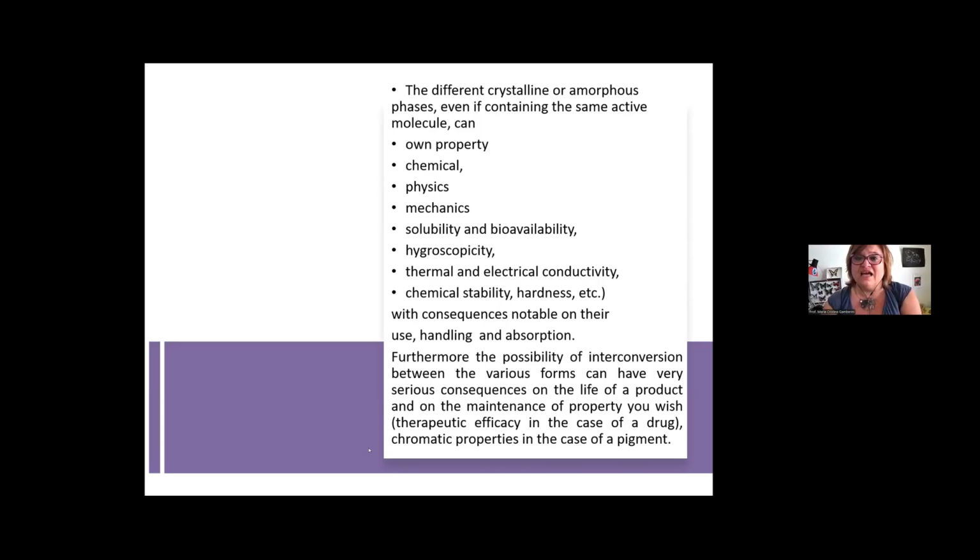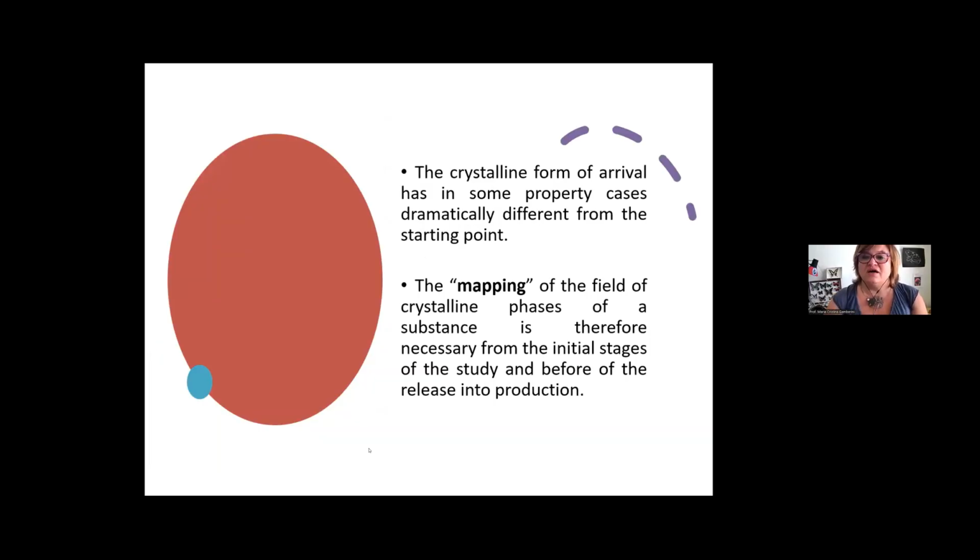At the end of the crystallization, we have to characterize. What does it mean to characterize? Physical and chemical characterization, to understand the physical and chemical properties, the hygroscopicity, the thermal and electrical conductivity, and the chemical stability of the solid form. I thought about why this is so important. We will see in a few seconds.